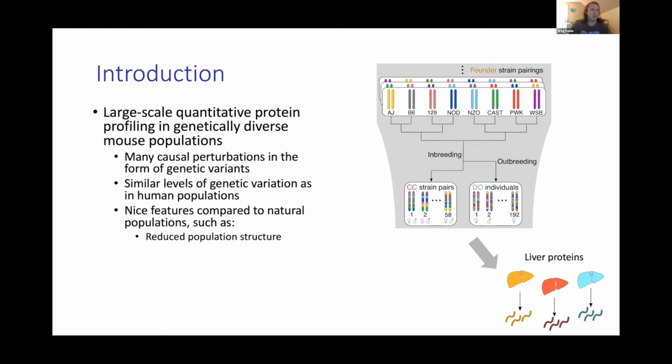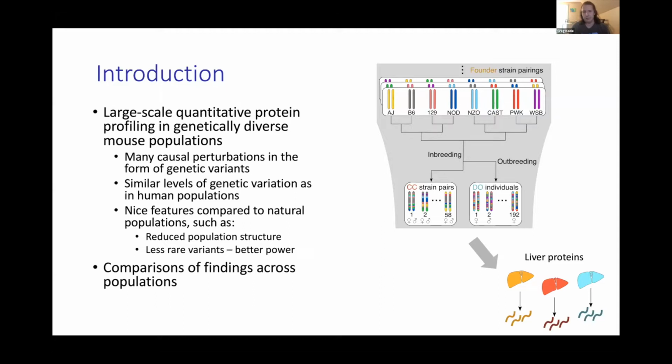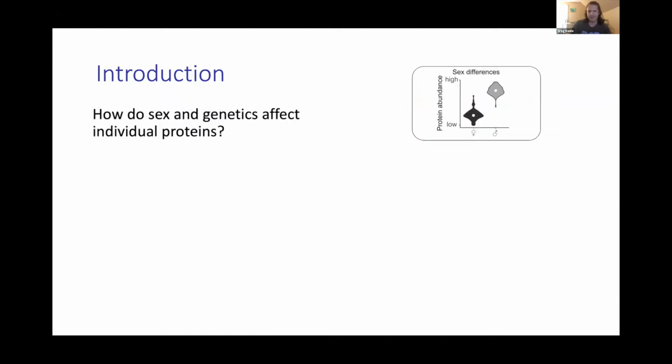There are some nice features from being an experimental population. Because of the breeding design that was used, there's reduced population structure. There aren't rare variants to the extent that there are in natural populations, so you have better power to detect genetic effects for the variants you have. Now that we have this data from across all these populations, we can do full comparison studies, which is largely what this work represents.